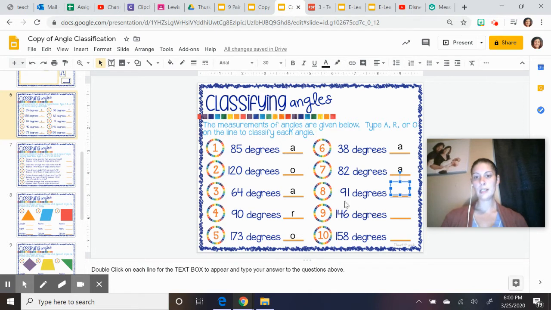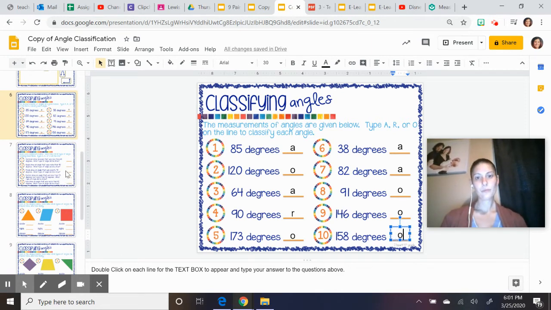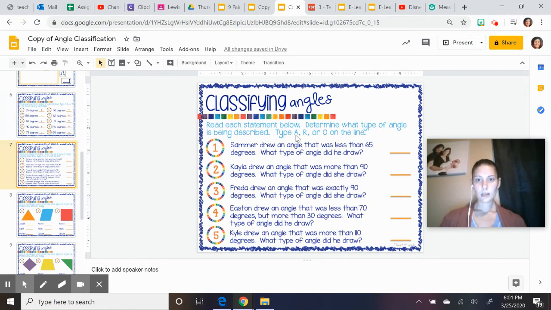There's that 91 degrees. It's still bigger than 90, so it's got to be an obtuse angle. Even though it's only 1 degree bigger, it's still obtuse. 146 is definitely obtuse, and 158 is definitely obtuse. All right. We're going to read these word problems and we're going to decide if they're acute, right, or obtuse.